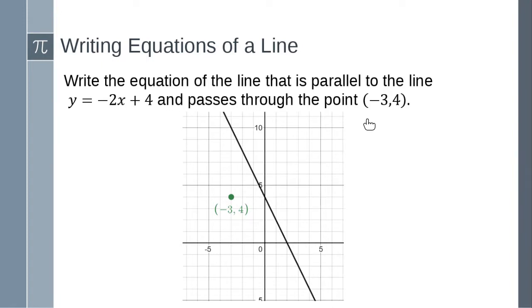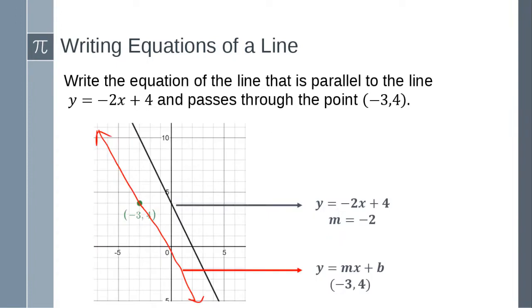And they want us to find another line that passes through the point -3, 4. Okay, so my line is either going to go like this or like this, but the key word here is parallel. So parallel means that the lines are going to run parallel next to each other, but they're never going to intersect each other. So what do we know about this black line here?